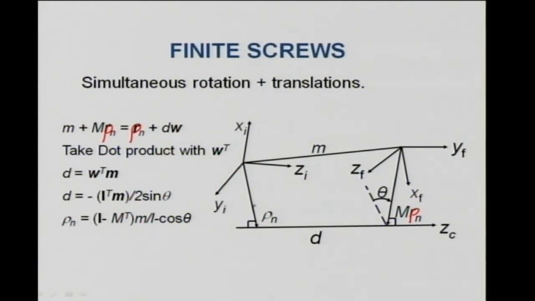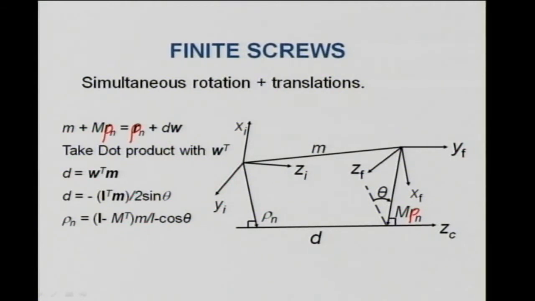So this, and we know that rho n is perpendicular to that, so dot product of rho n with W is 0. Okay, and similarly with this m rho n, this is also a normal, so dot product with that is 0. So essentially you get d is equal to W transpose m, okay. And then after normalization you can show that this is equal to this, you get these normalization factors like 2 sin theta, and then for rho n you get this term 1 minus cos theta. This all comes from the normalization and the fact that you're trying to make it normal. Okay. So this is the task.